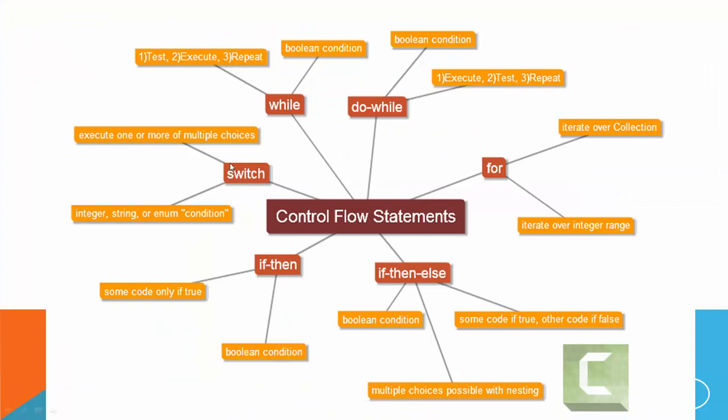switch statement. Switch statement, what it says, execute one or more of multiple choice integer, string or enum condition. So what happens, suppose you are giving a month from the input, and if it is 1, you can say that month is January. If it is 2, month is February. If it is 12, month is December.